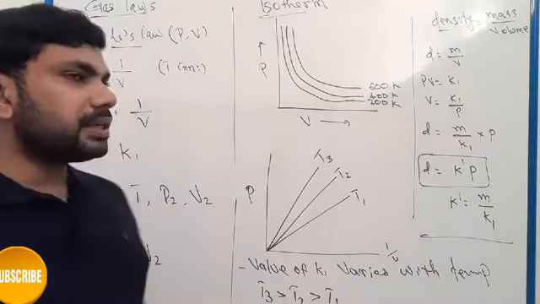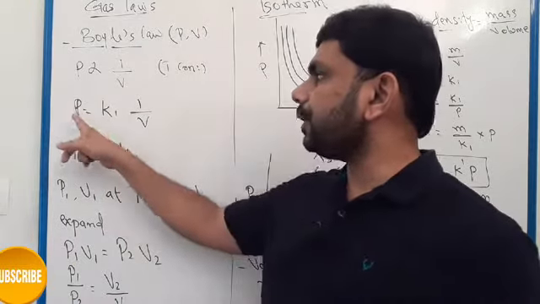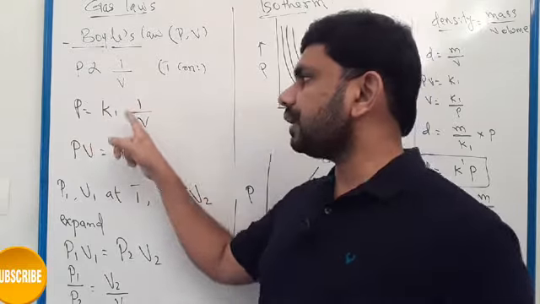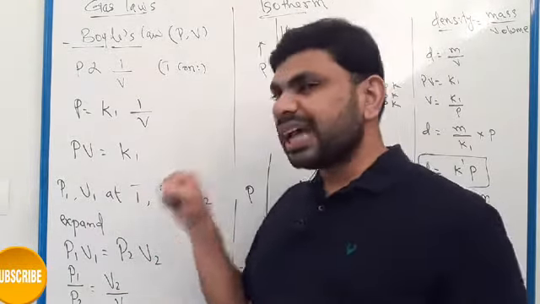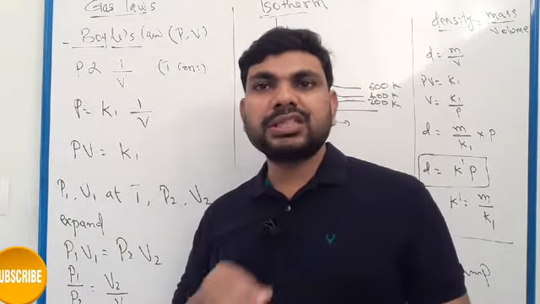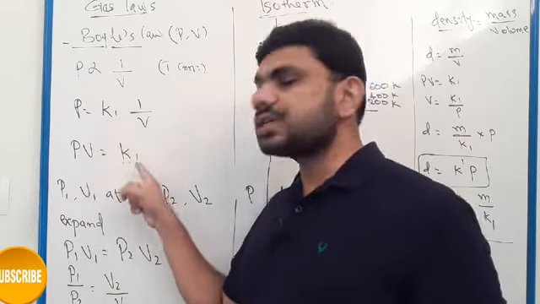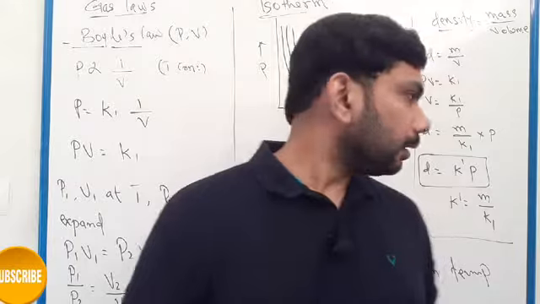Clear? Also we discussed PV equal to constant K1, or P equal to K1 into 1 by V. K1 means it is the proportionality constant, and the value of K1 varies with the temperature. When you change temperature, the value of constant K1 also changes. Clear?